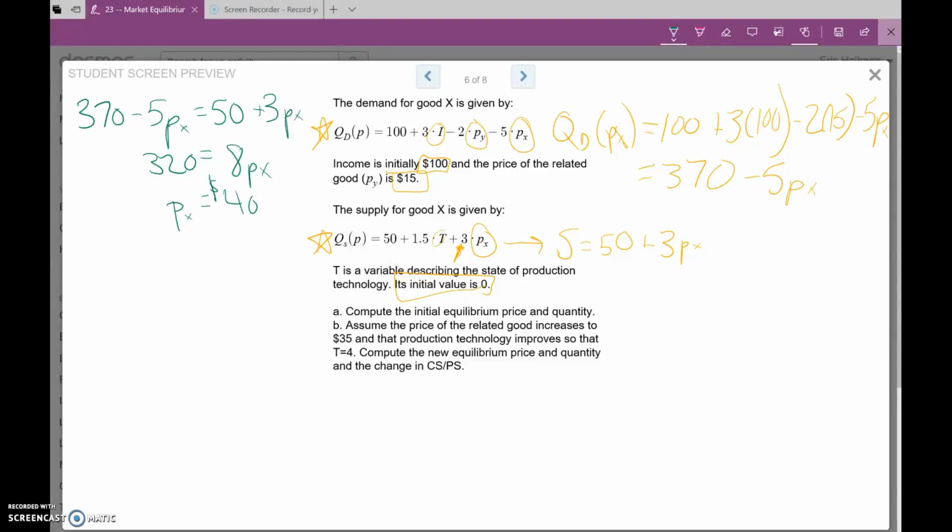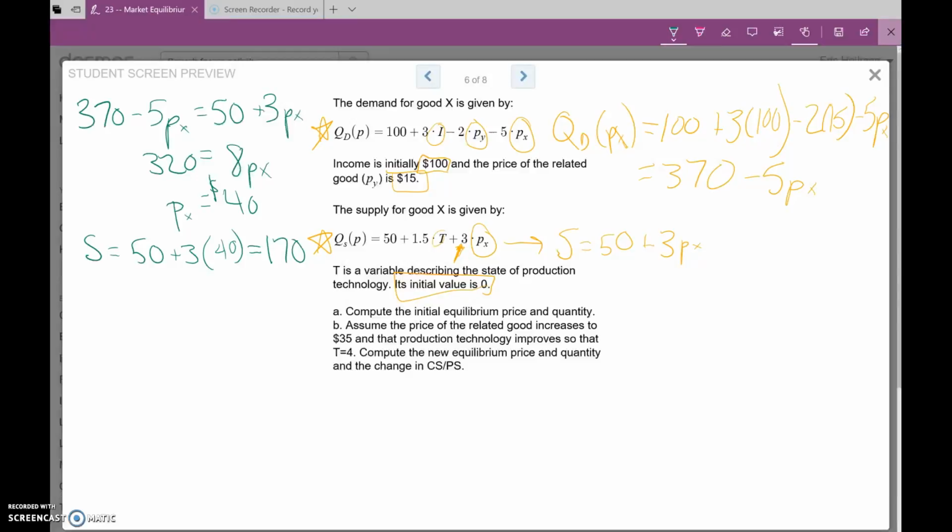All right. Okay, so then how do we figure out the original equilibrium quantity? We're going to plug that price back into either one of the two equations. So I'll plug it back into the supply equation. Supply equals 50 plus 3 times 40. And I believe that is 170 units.